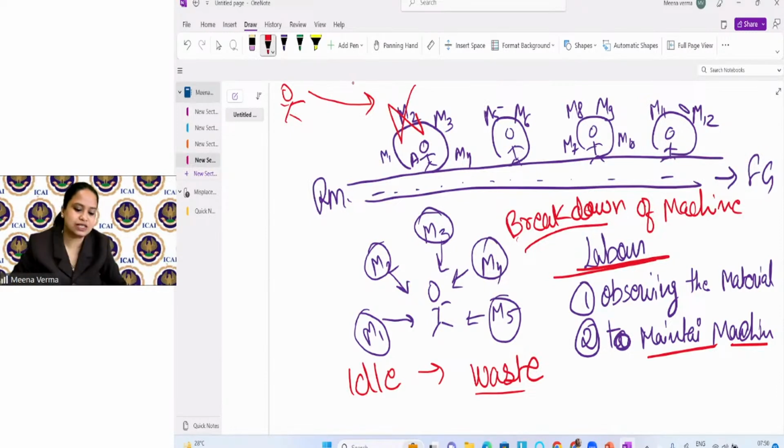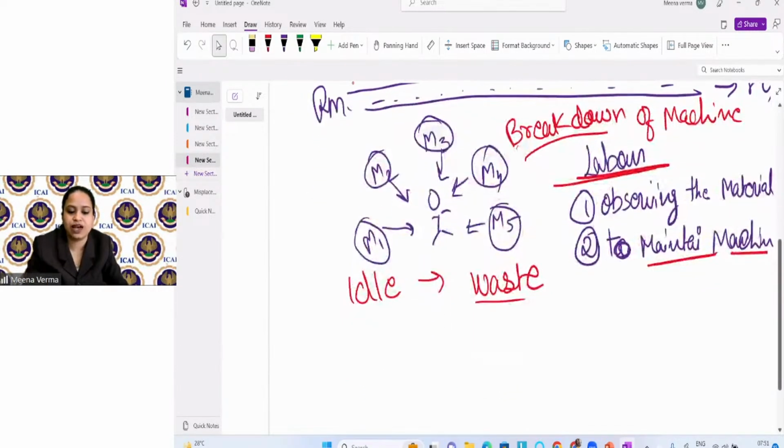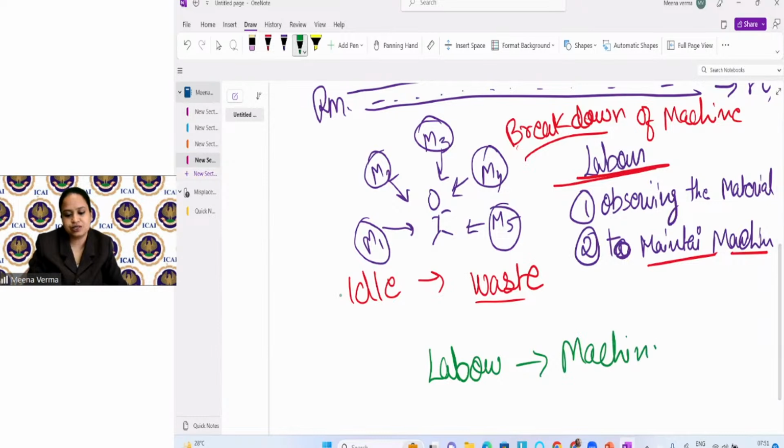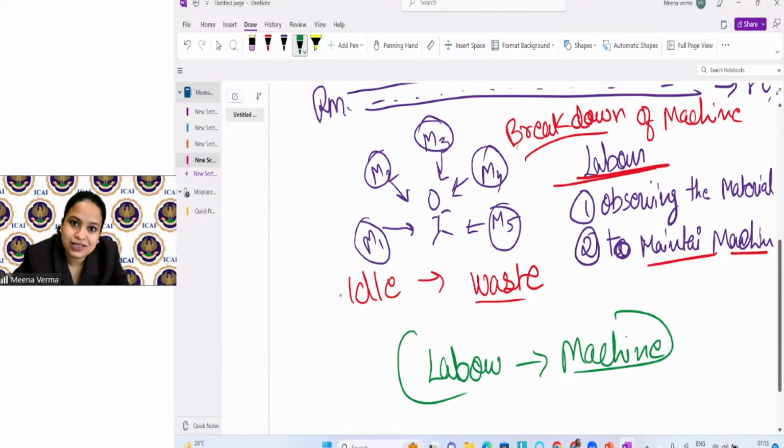So you can see how important the relationship between the labor and the machine is. This is a very special relationship, labor and machine. This relationship is also very important. Relationship between whom? Labor and machine. So actually we call this relationship the mother and baby relationship.